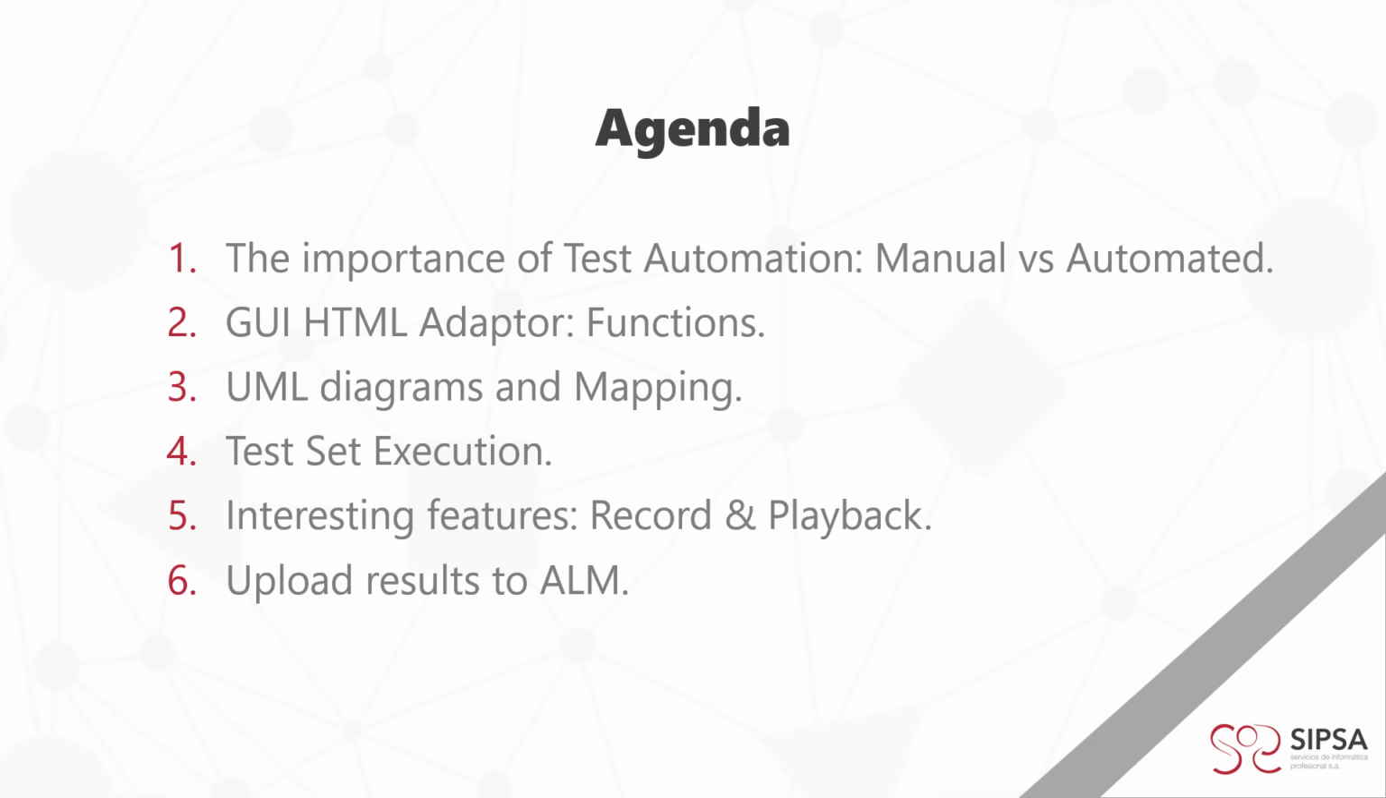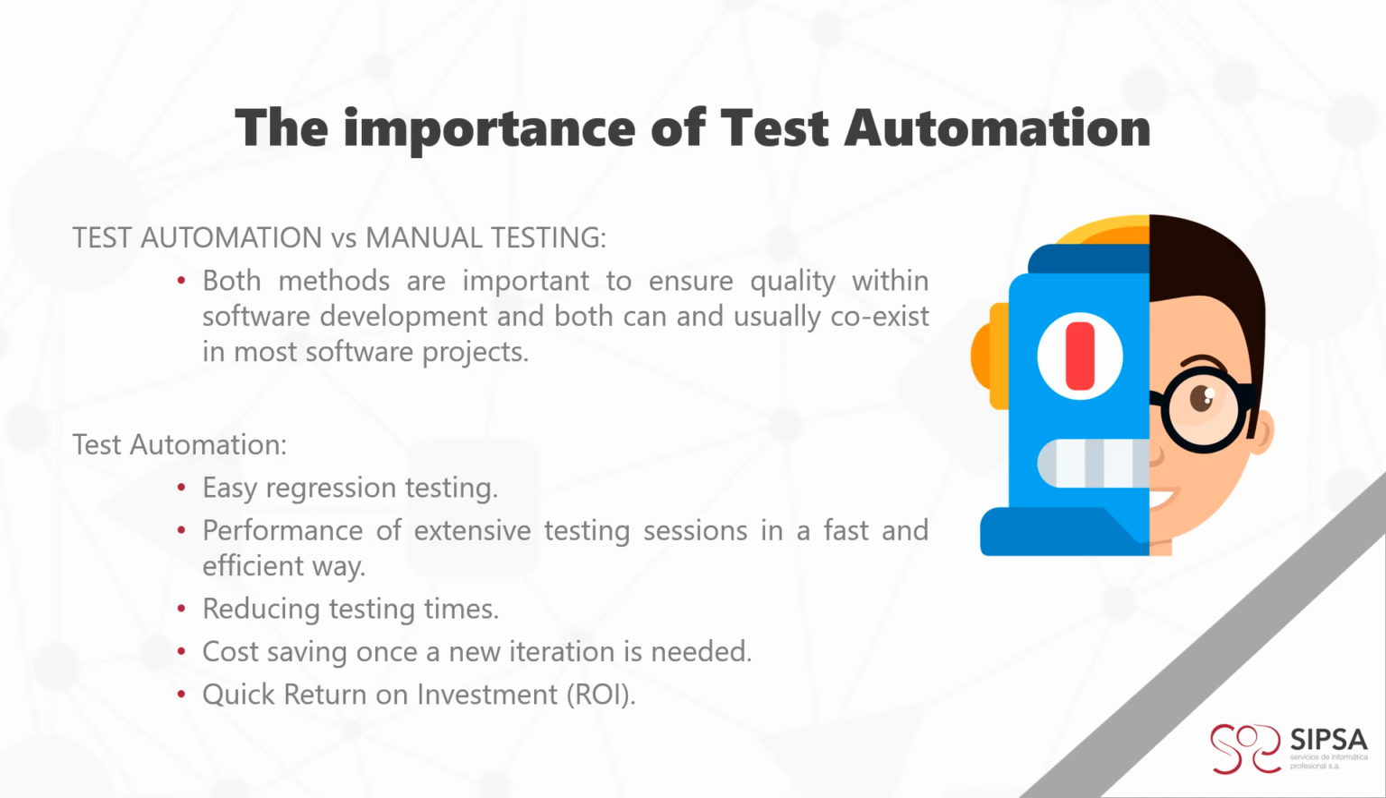Okay, the importance of test automation. It's important to have a quick overview of what automation is and why a company would be interested in automating their testing. For that, we will make a brief comparison between automated testing and manual testing. Automated testing, or test automation, is a method in software testing that makes use of special software tools to control the execution of tests and then compare actual test results with predicted or expected results.